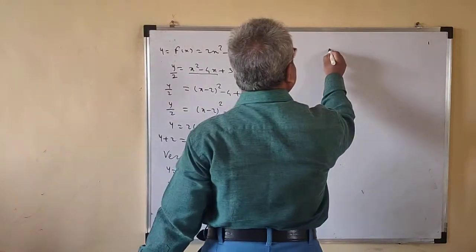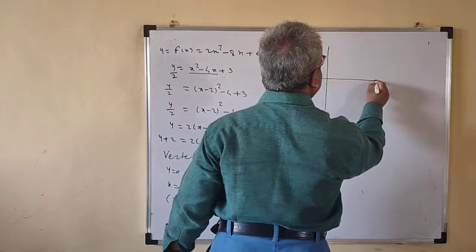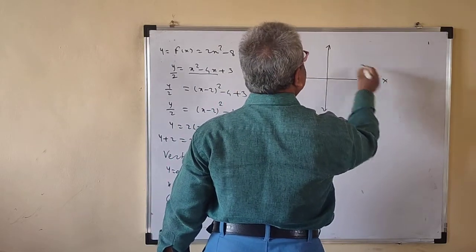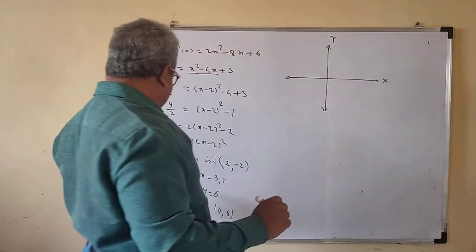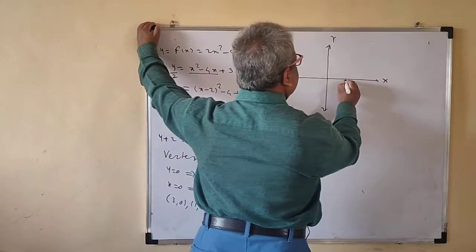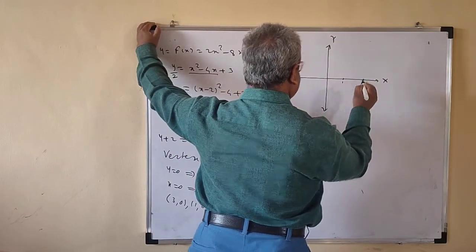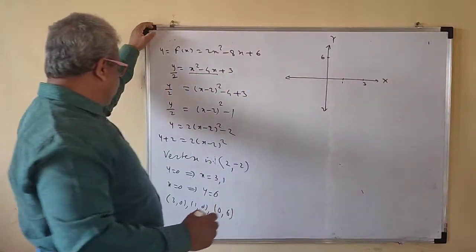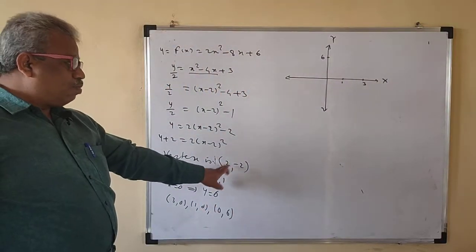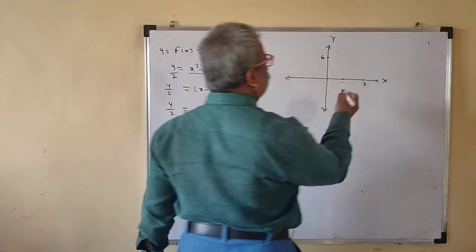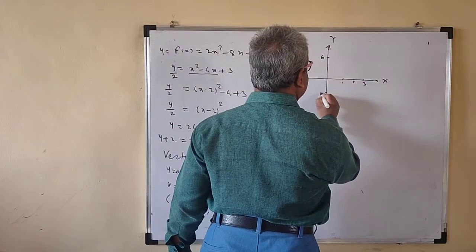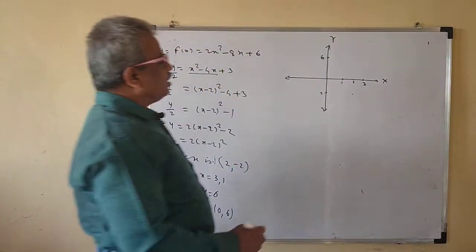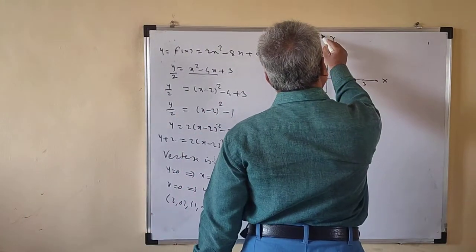Now see, you have to plot this graph. This is your x-axis, this is your y-axis. The values of x are 3 and 1. So this is 1, this is 3. The value of y is 6. And your vertex is (2, minus 2). So 2 is here and minus 2 is somewhere here. This is your vertex, and it goes to the x-axis and y-axis. That means your parabola is like this.